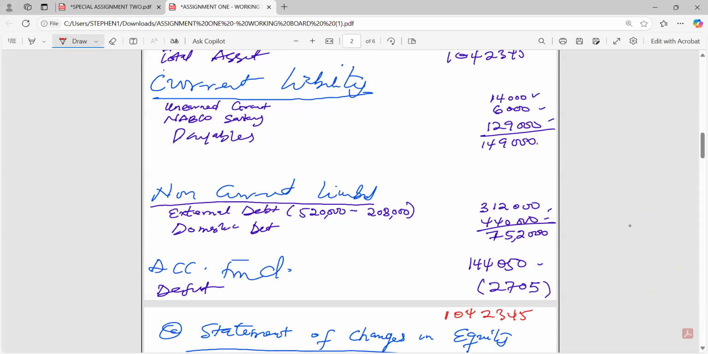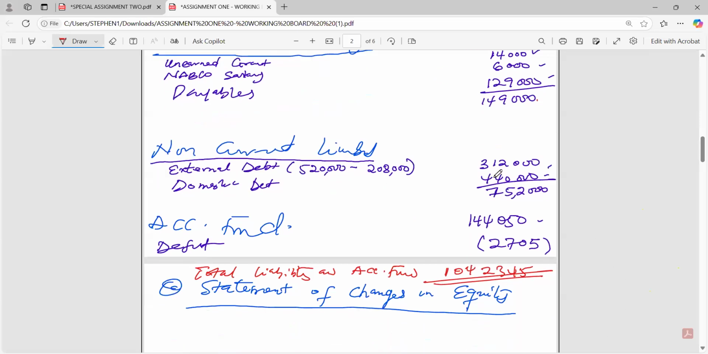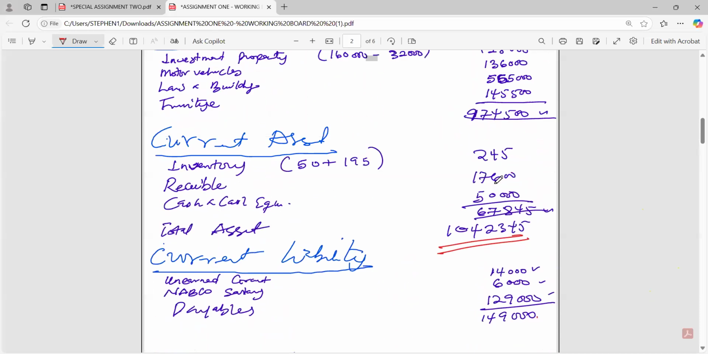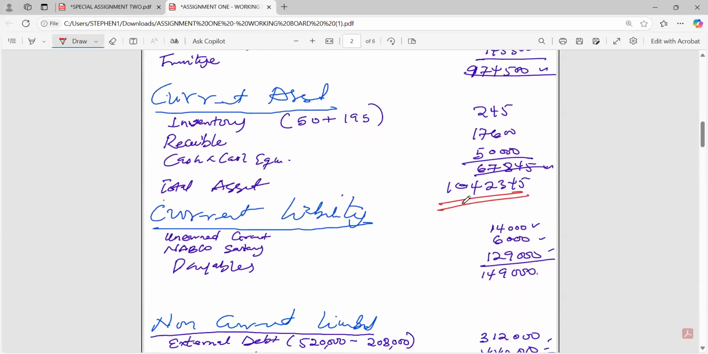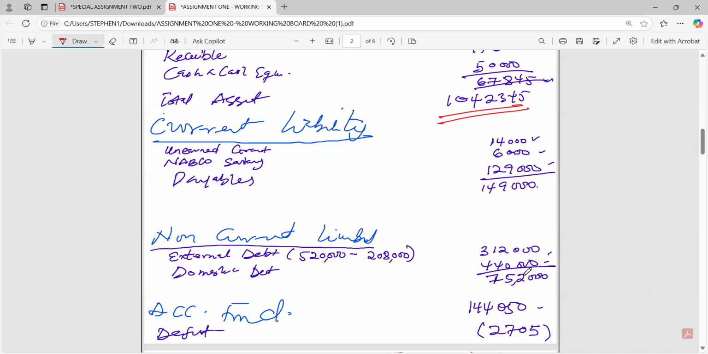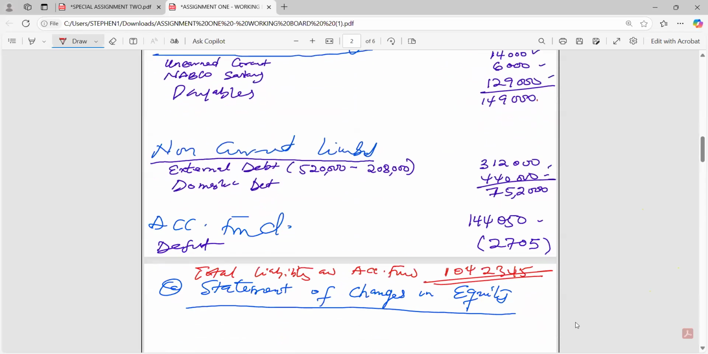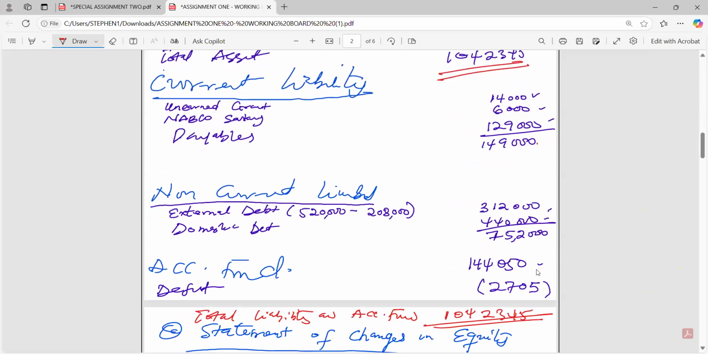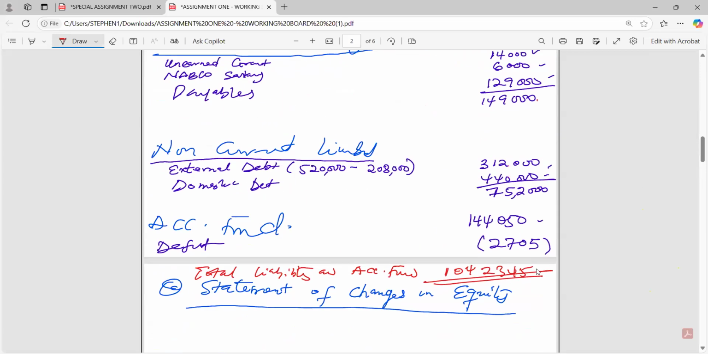So total liability and accumulated fund is this. Balance it. Don't go and add this. Just leave the figure and come and put it there. If you don't do it, go and add the total current liability and accumulated fund, and that's not balance, it will affect your psychology. Just leave it, put it there, leave it. Okay, good. We are done.